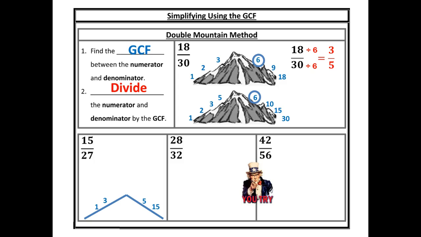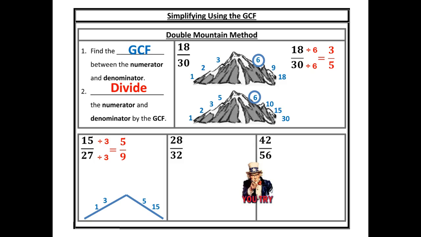So now I need to test by using division which of these factors divides evenly into a whole number out of 27. 27 divided by 15 gives me a decimal, so that's no good. 27 divided by 5 gives me a decimal, so that's no good. 27 divided by 3 gives me 9. So 9 is my greatest common factor. I'll divide top by 3, bottom by 3. 15 divided by 3 gives me 5. 27 divided by 3 gives me 9.